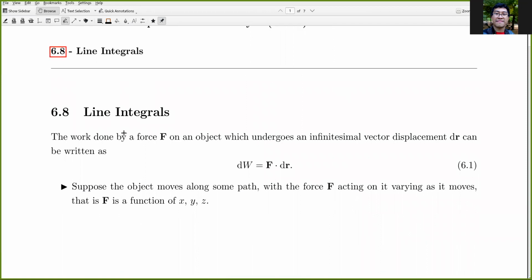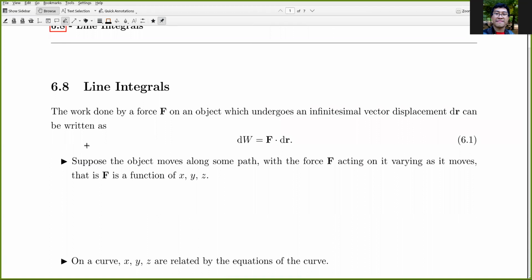Let us talk about line integrals. Let's start our discussion with recalling our definition for work. The work done by a force F on an object which undergoes an infinitesimal vector displacement dr can be written as F dot dr. So our work done is denoted as dW here.